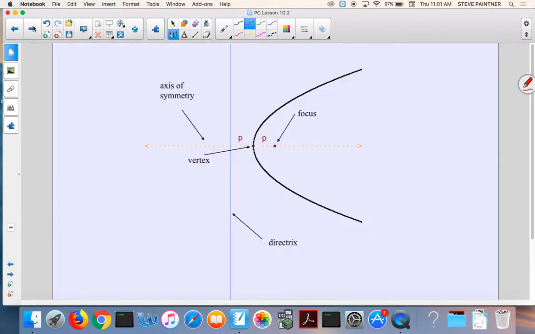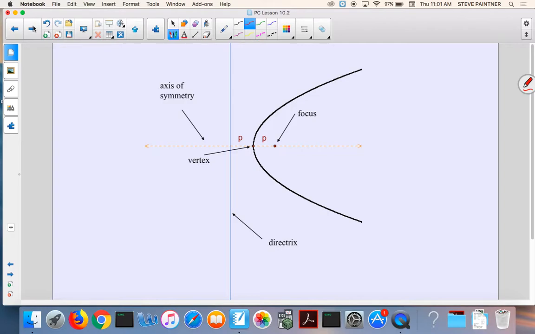Now, this slide is just kind of a repeat of what I just talked about, so I'm going to do this one kind of quick. Here we have a parabola. Notice this parabola does not go up or down. It goes to the right, and parabolas now can go to the right, they can go to the left.